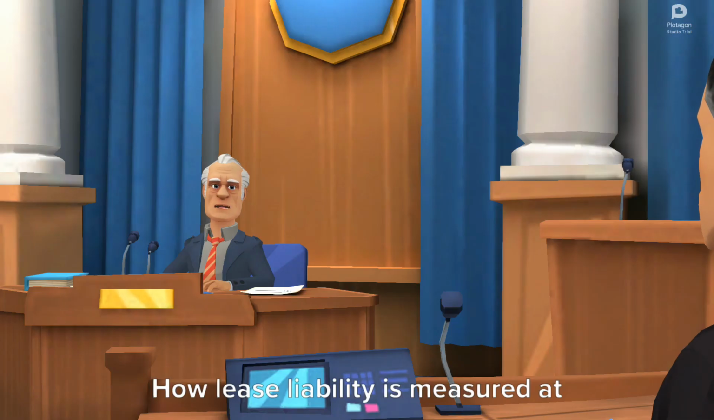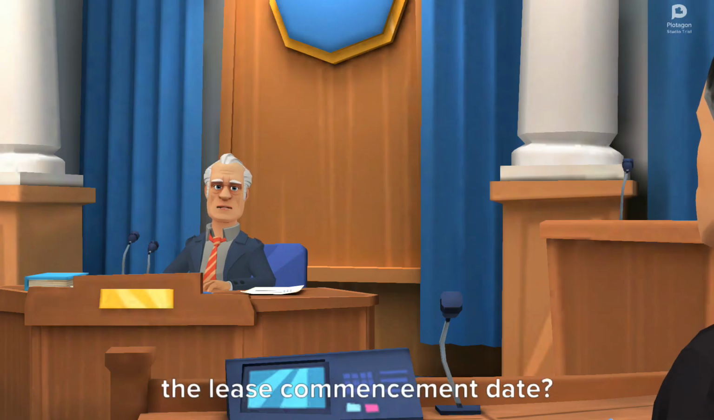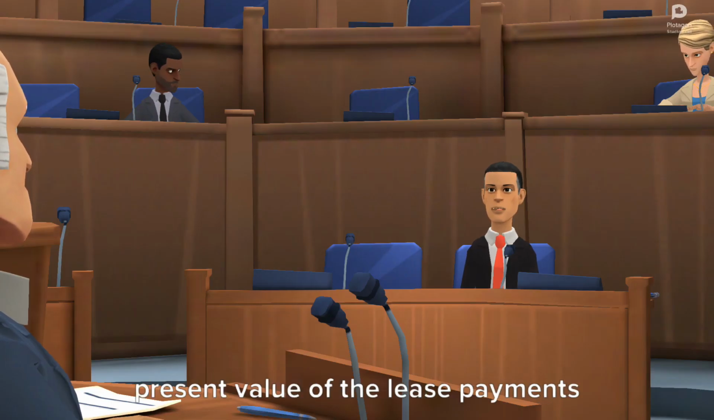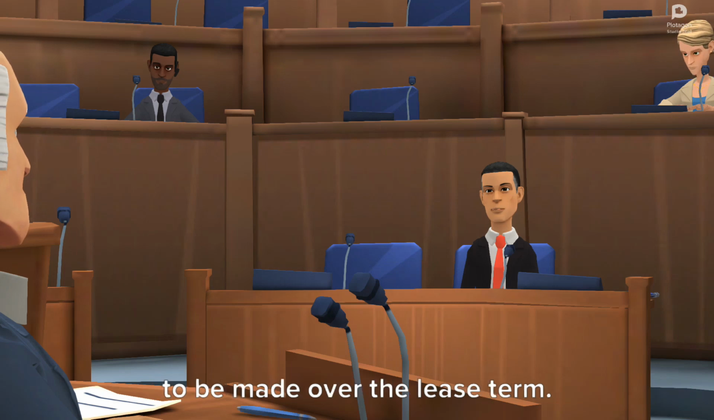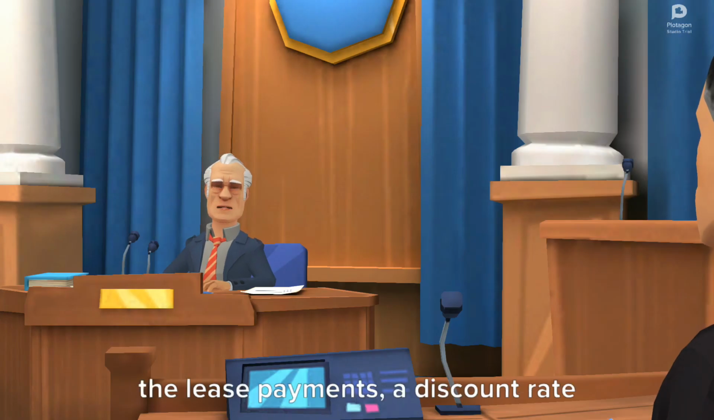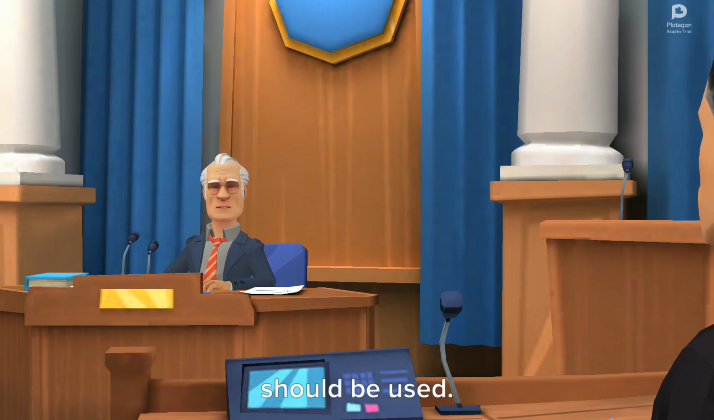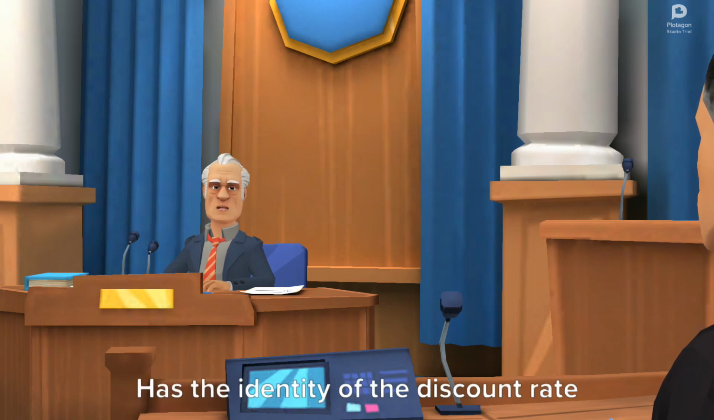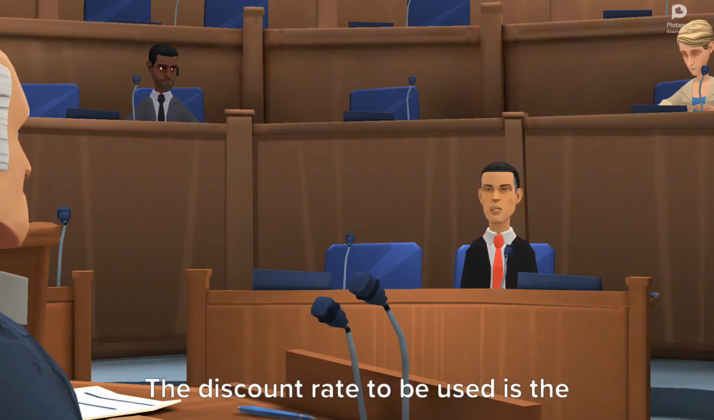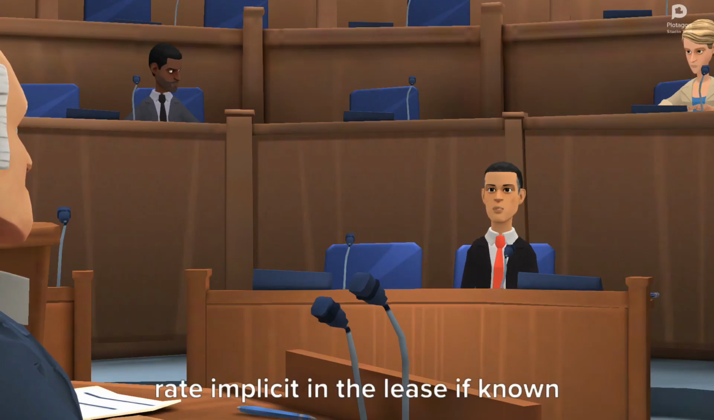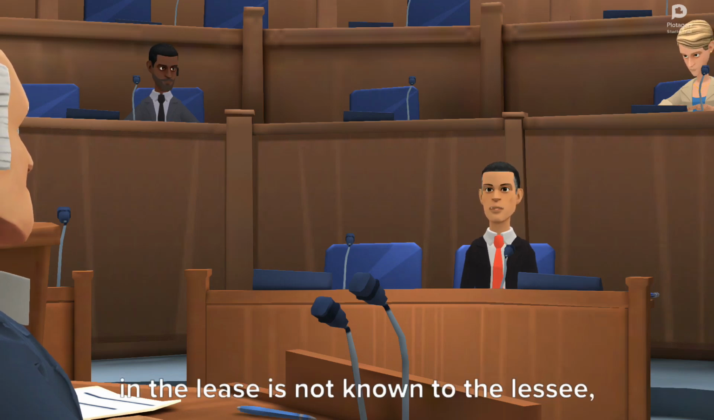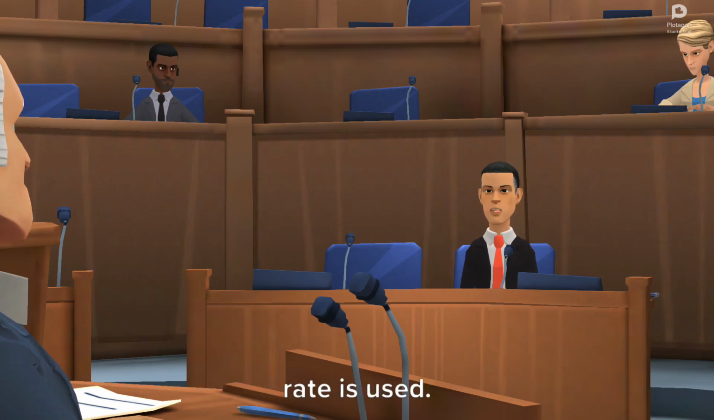How is the lease liability measured at the lease commencement date? At the lease commencement date, a lease liability is measured at the present value of the lease payments to be made over the lease term. To arrive at the present value of the lease payments, a discount rate should be used. Has the identity of the discount rate to be used in this connection been defined? The discount rate to be used is the rate implicit in the lease if known to the lessee, but if the rate implicit in the lease is not known to the lessee, the lessee's incremental borrowing rate is used.